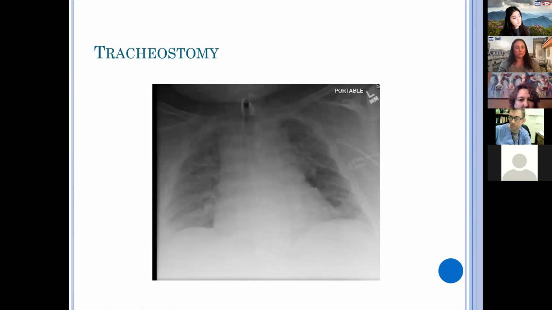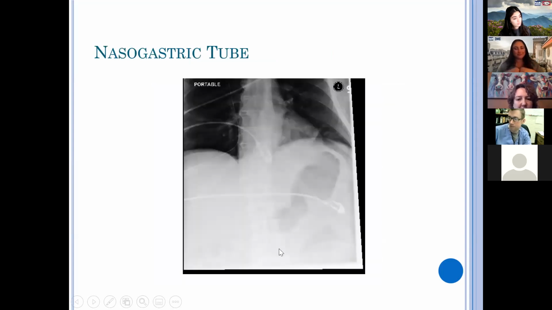This patient has a tracheostomy. You can see this nice dark circle here, and then they have a tube that terminates right here. This patient has a nasogastric tube.